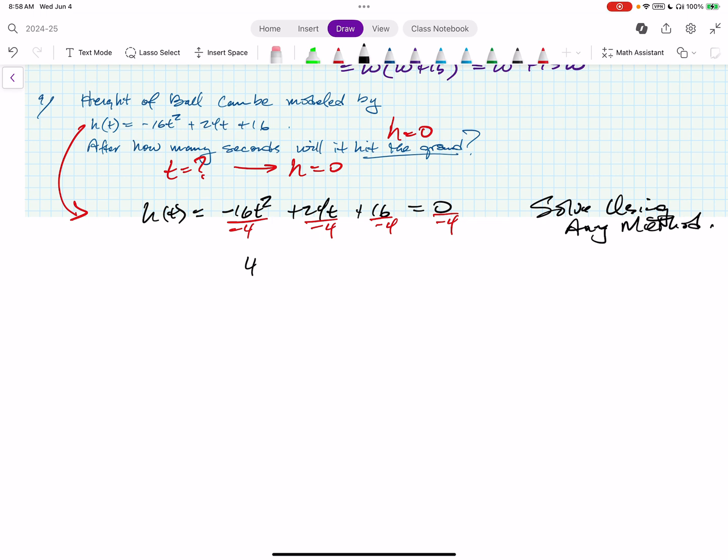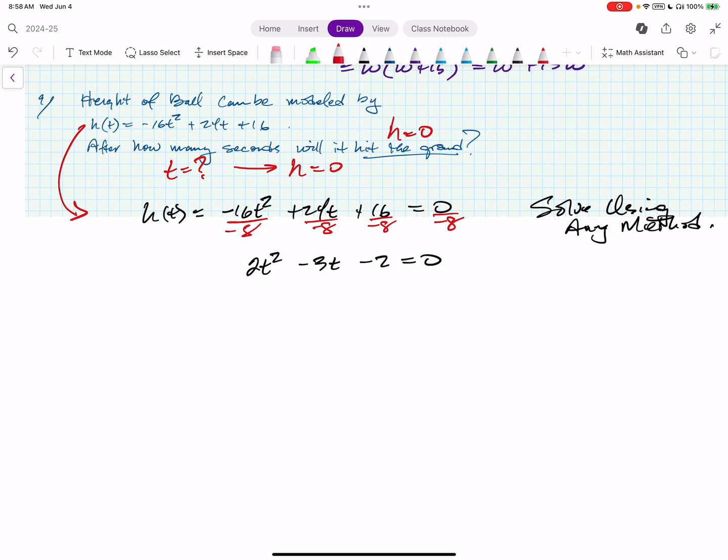So here we get 4t squared minus 6t minus 4 is equal to 0. I guess we should have chosen -8. Let me redo that. Let's divide by -8 instead. That's better. And you get 2t squared minus 3t minus 2 equals 0. Oh, this is easier. Let's try factoring.